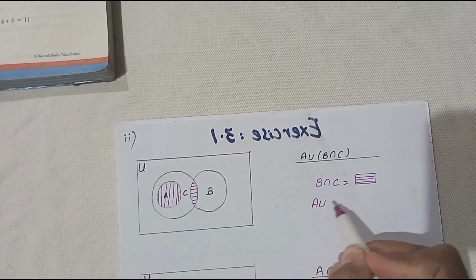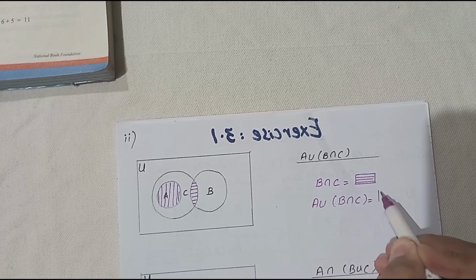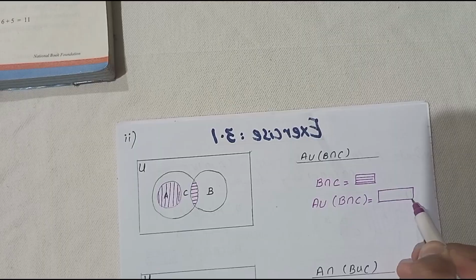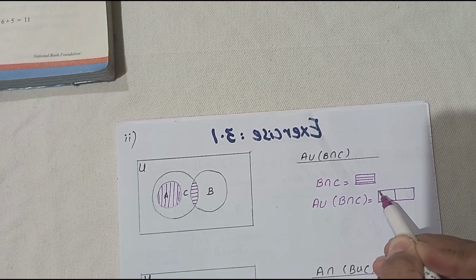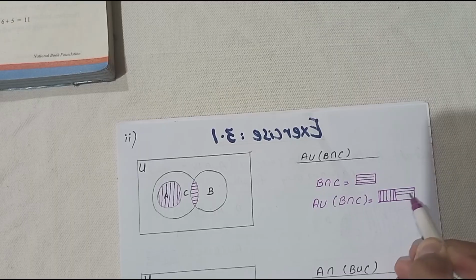So A union B intersection C equals all the vertical lines and the horizontal line area.